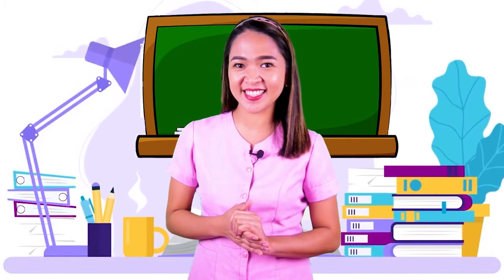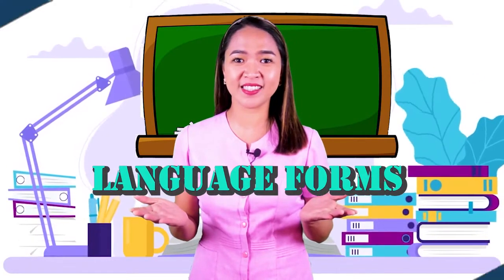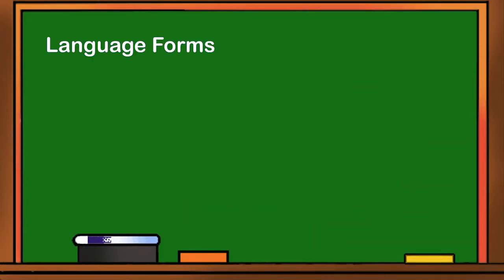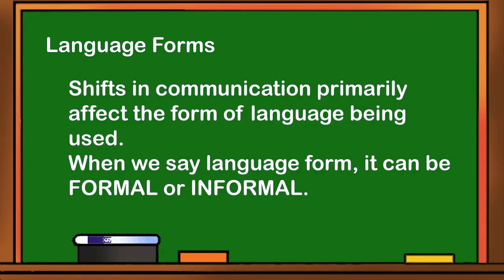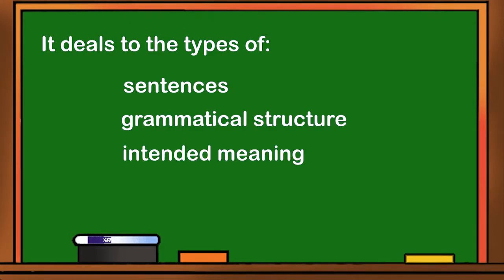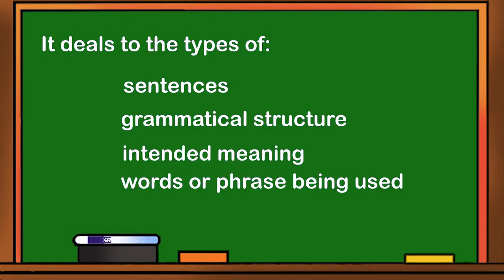One shift that affects communication is language forms. Shifts in communication primarily affect the form of language being used. When we say language form, it can be either formal or informal. It deals with the types of sentences, grammatical structure, intended meaning, or the words or phrases being used.